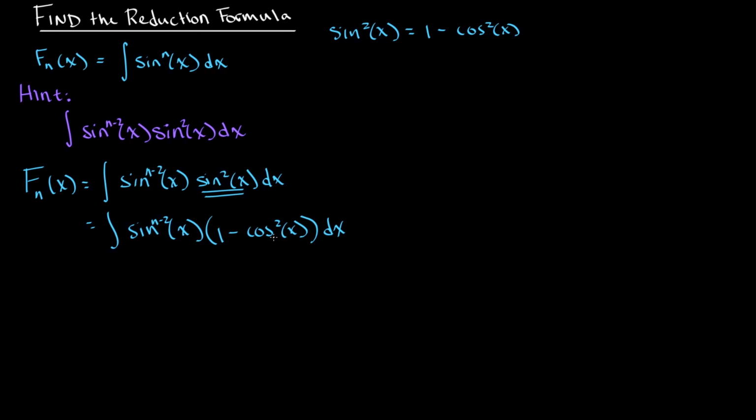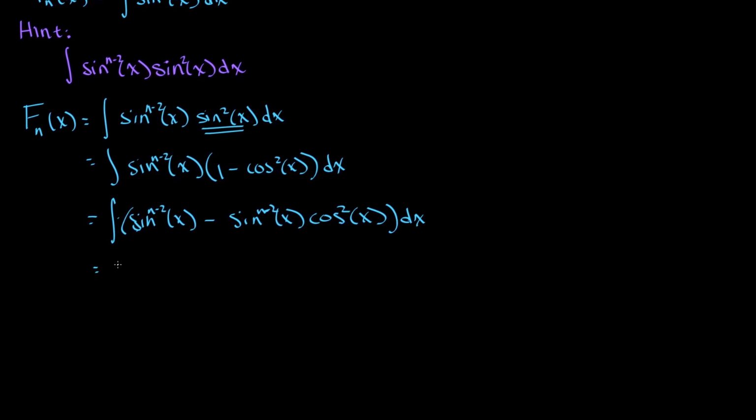Now we're going to distribute this guy here, and we will eventually get two separate integrals, but we'll do this step first. So we're going to have sine of x to the n minus 2 power, and then minus sine of x to the n minus 2 power, and then times cosine of x squared. And then all of this we're integrating with respect to x. Now that we have this, we're going to split this into two indefinite integrals. So let's get this into two integrals.